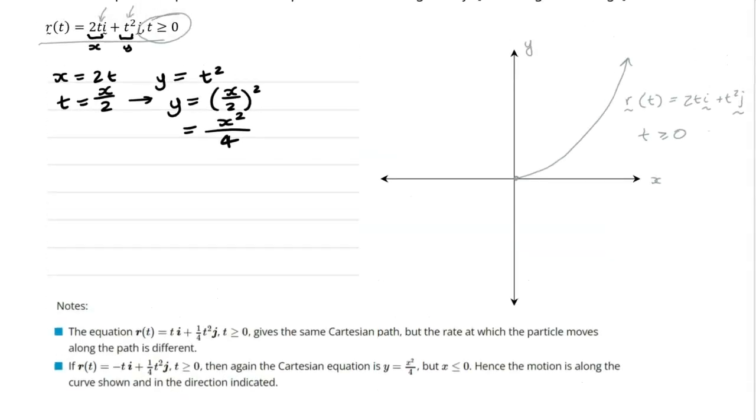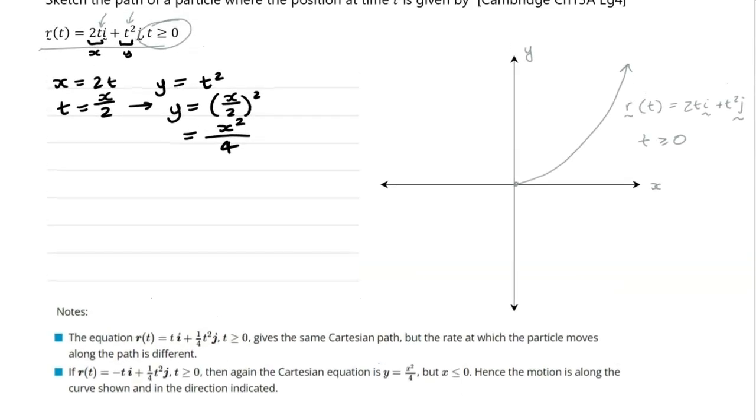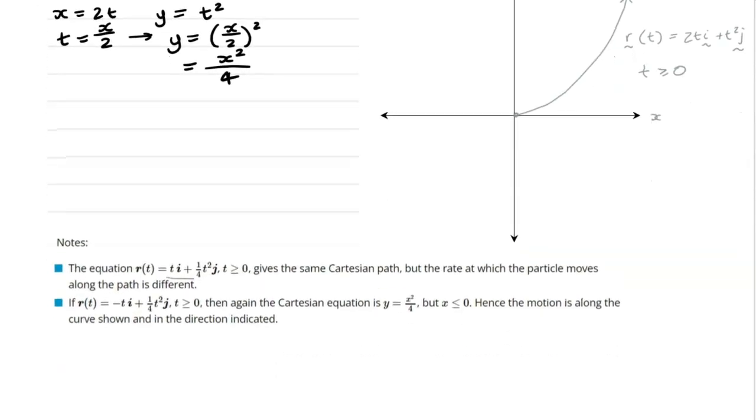So we could have a very similar equation here, but instead of 2t i plus t squared j, we could have had this.